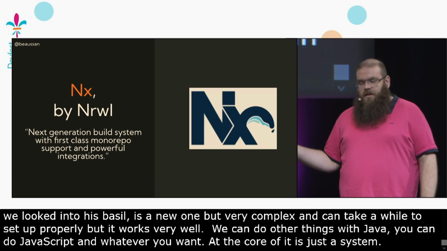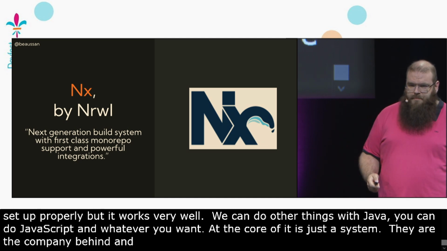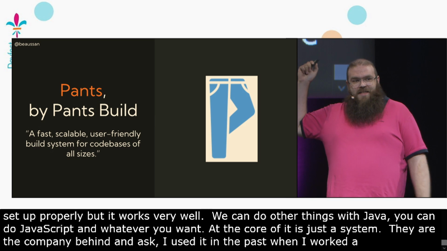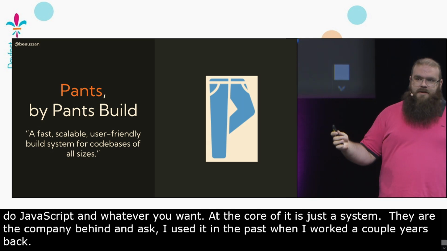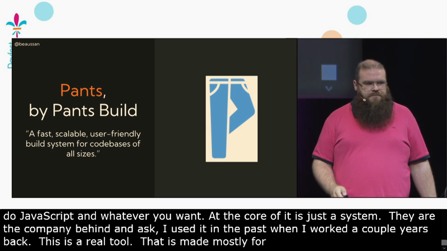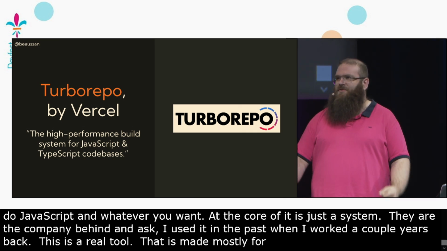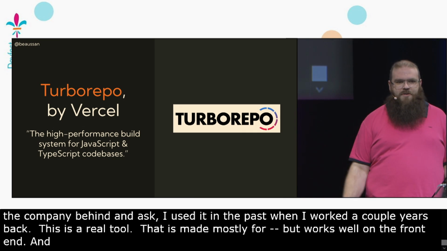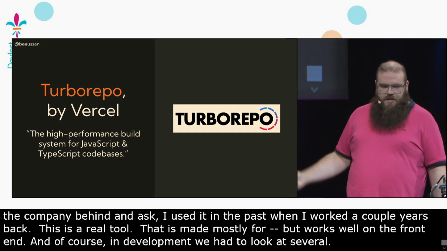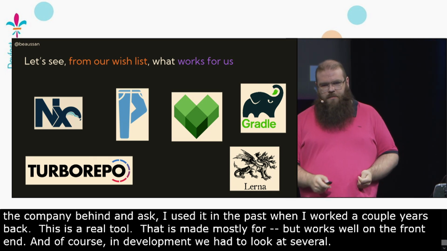We looked at NX, because I've used it in the past when I was working in Angular a couple of years back. We looked at Pants, and yes, this is a real monorepo tool that is made mostly for Python, I believe, but works pretty well on front end. And of course, like hype-driven development, we had to look at Turborepo, like Vercel, Triangle Company, and such. So we still looked into it, and yeah. So let's see from our shopping list.